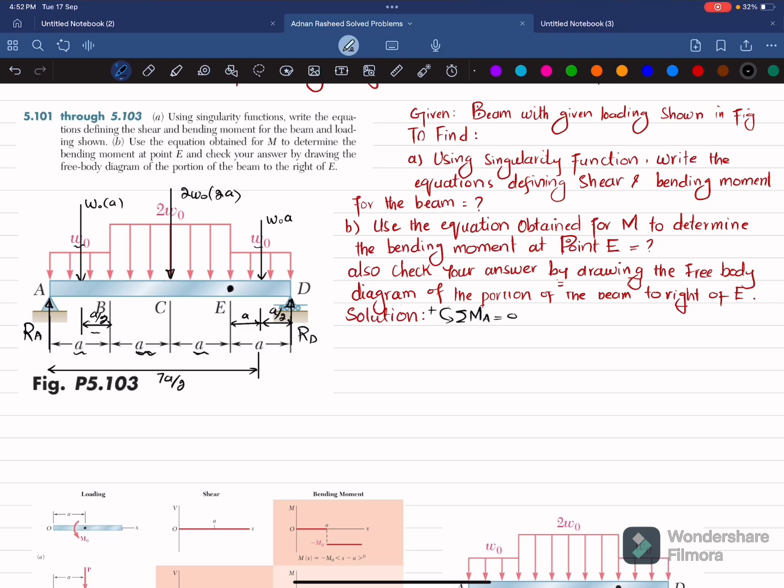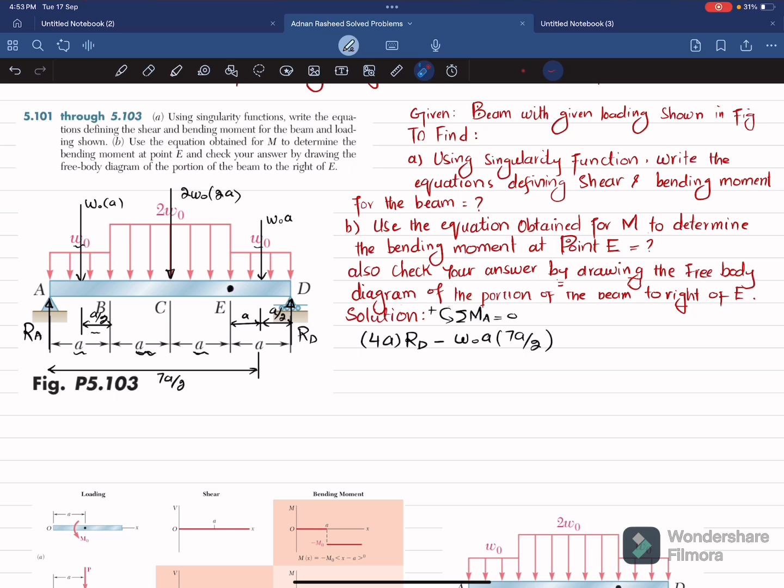And now we will apply the sum of all moments about point A is equal to 0. Starting with RD, the perpendicular distance is 4A about point A, and it is producing counterclockwise moment, so it will be positive. So I will write 4 times A multiplied by RD. Clear? And the second moment is due to the load W naught into A, and the perpendicular distance is 7A by 2, and it is producing clockwise moment, so it will be negative. So I will write minus W naught into A into 7A over 2.